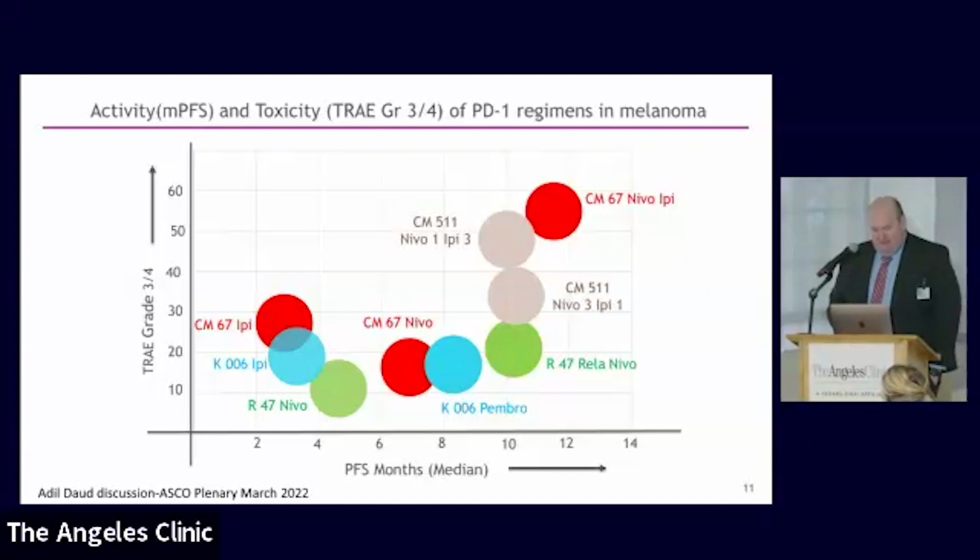And so, putting it all together, I like this slide I borrowed from Dr. Dowd that shows the progression-free survival on the x-axis at the bottom, and on the y-axis, grade 3 or 4 serious events. And so we saw that while CheckMate 67, the nivo and ipi at the standard dose, was the most effective and most toxic, when you either switch it to the flip dose or add relatlimab instead of ipilimumab to nivolumab, we see nearly equivalent progression-free survival, but significantly reduced side effects.